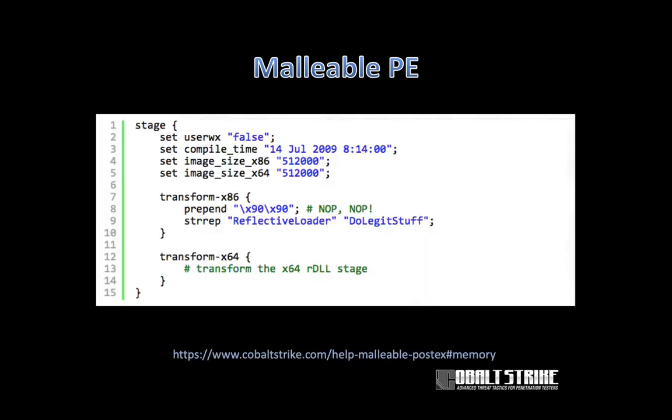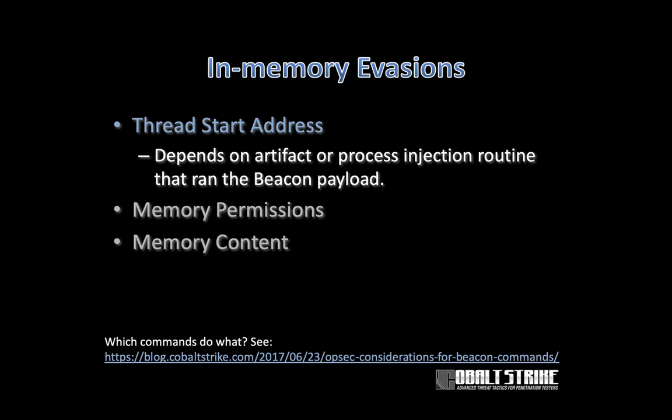Here's an example of a malleable PE block. The block is called stage. Here are some of the options you can set. And the transform-x86 and transform-x64 blocks are where you do binary padding and string replacement within the Beacon DLL. Let's dig into in-memory evasions. The thread start address depends on the artifact or process injection routine that ran the Beacon payload. I will share some tips in a moment on how to have a good thread start address.